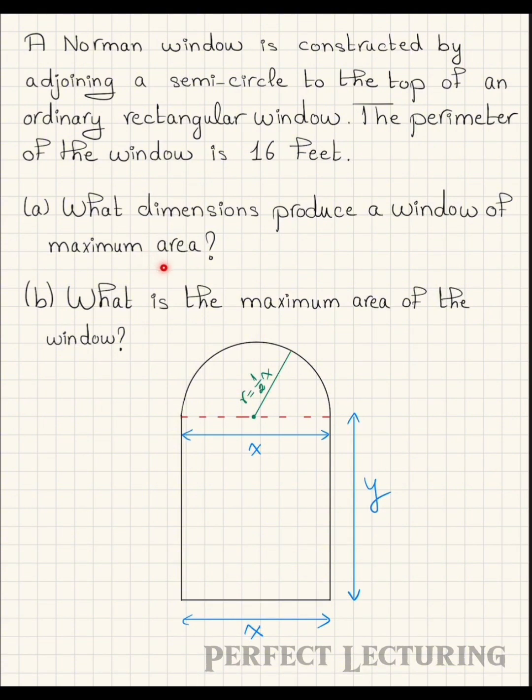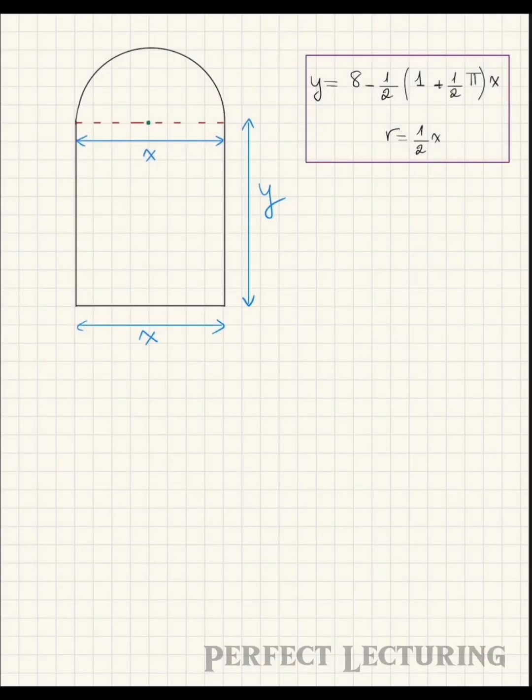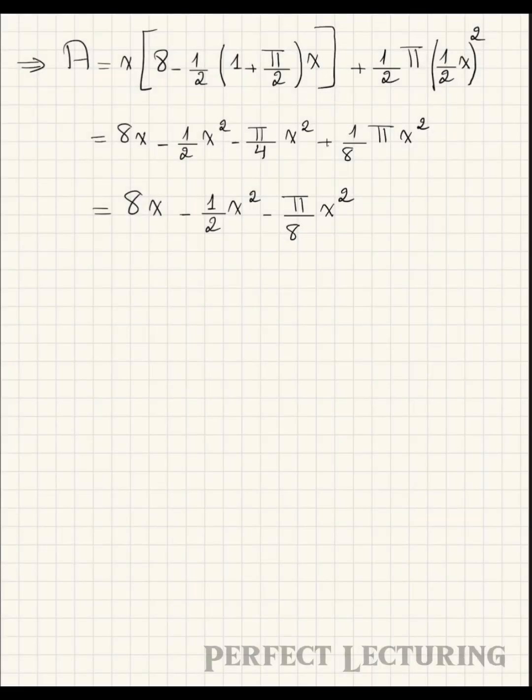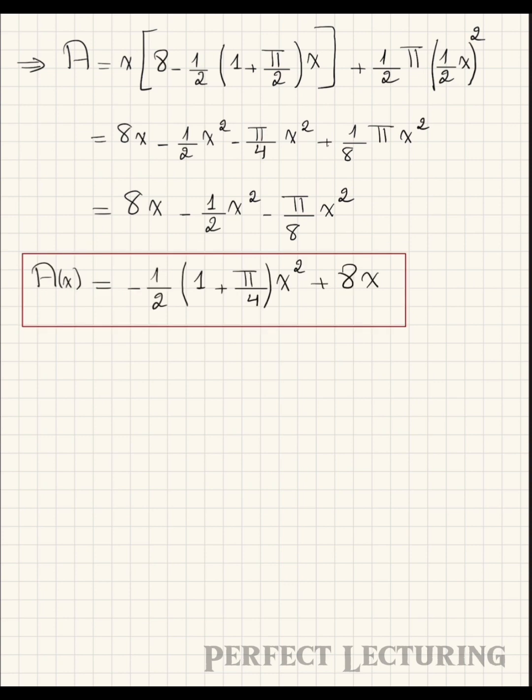Since we are talking about area, this means we have to find an expression of this area. Alright, the area is equal to the area of the rectangle plus that of the semicircle. The area of the rectangle is width times length, so that is x times y, and the area of the semicircle is half pi r squared. Now we plug in these formulas into the expression of the area in order to end up with x only, and we end up with this. Let us now simplify this expression. We get this. Let us now factor negative half x squared from these two terms. And this is what we get for the area of the window.